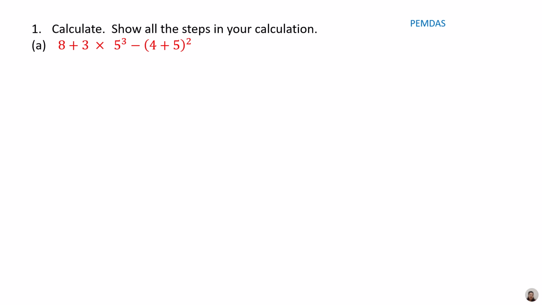So let's look at the question. The question tells you to calculate, and they give you an exponential equation that you need to follow, and show all the steps in your calculation. Now, the first thing that you should do in your exam paper or in your exercise book is to write PEMDAS. So you know that's the rule and you're not going to forget. Now, let's write our equation down. So we had 8 plus 3 times 5 to the power 3, subtract, in parentheses, you have 4 plus 5, and we're squaring that.